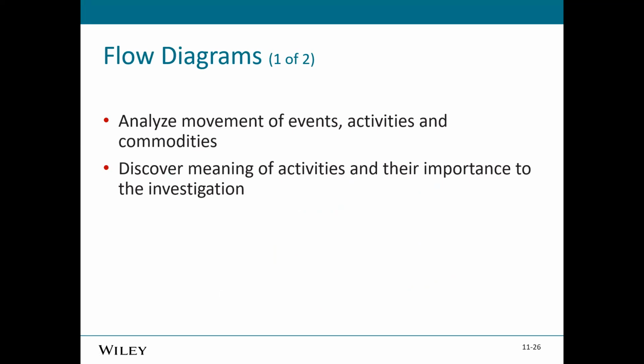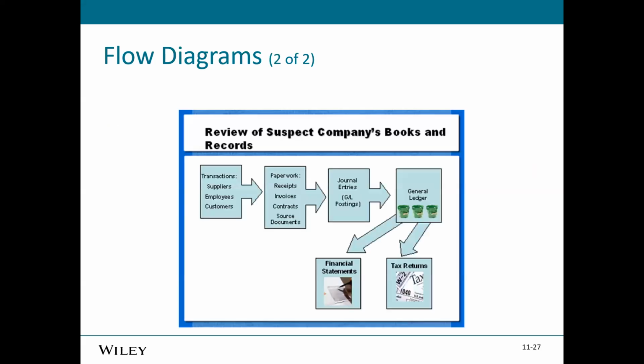Then we have flow diagrams. Flow diagrams are going to be used to analyze the movement of events, activities, or commodities. So not just the people, but the what. Here's an example of that. We have various transactions, then we have the documentation of those transactions, the journal entry, how they get put in the general ledger, and then that general ledger is used to prepare financial statements and tax returns. So there's nothing really about the people, but it's more of what's going on with the transaction and the documents.